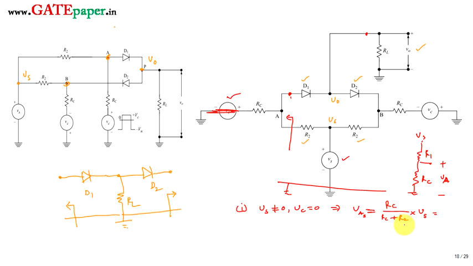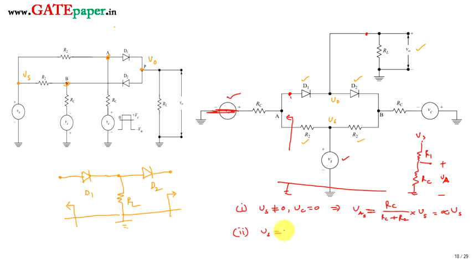So assume that this combination Rc by Rc plus R2 is alpha, so we have alpha Vs. Simply let Rc by Rc plus R2 be alpha. Instead of writing that much bigger expression, I am going to make it alpha. Next case.